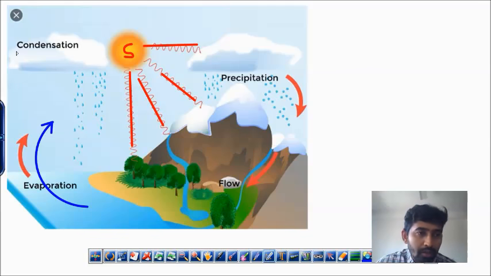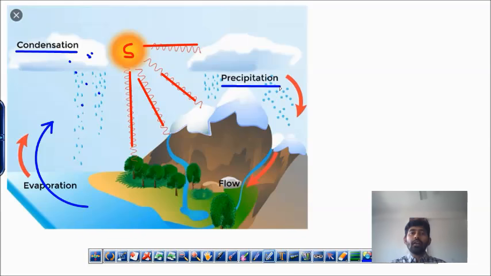That evaporated water condenses and becomes drops of rain. And those raindrops finally fall, which is called precipitation. Water cycle continues.